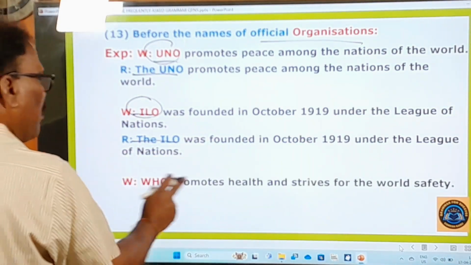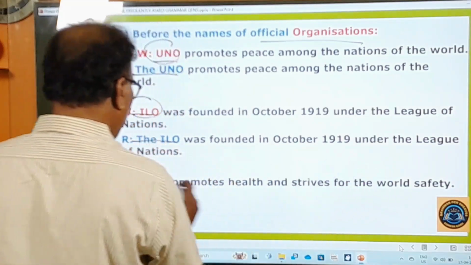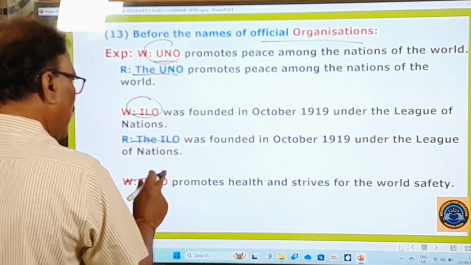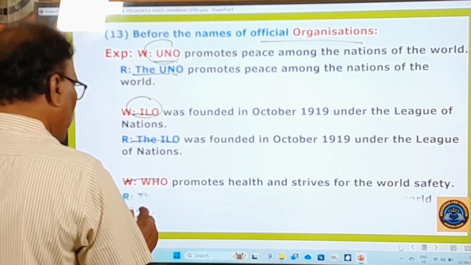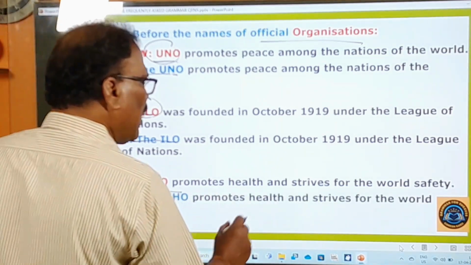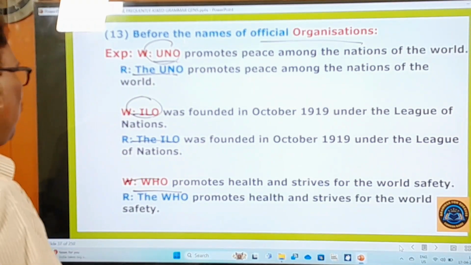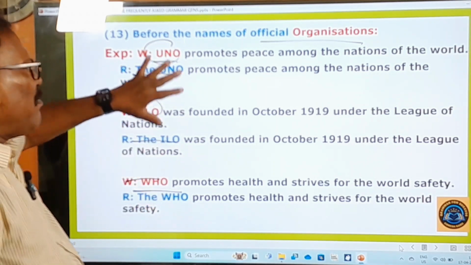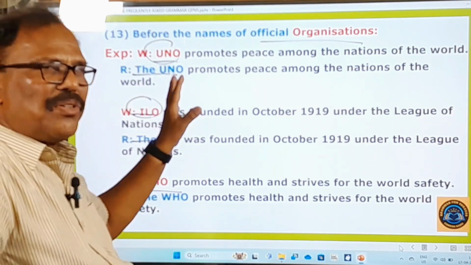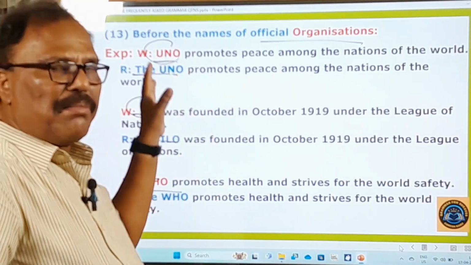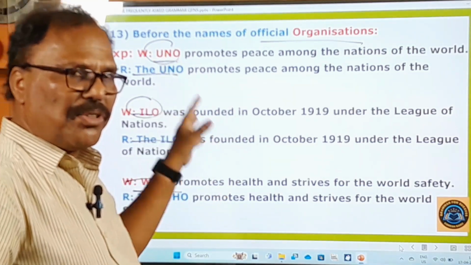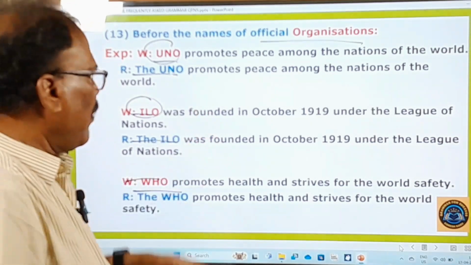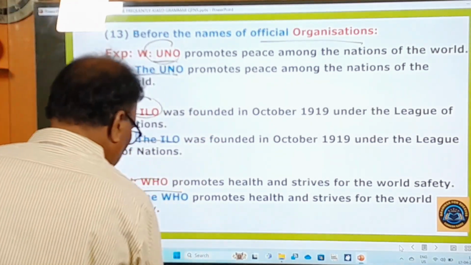And here, WHO promotes health and strives for the world safety. Okay, World Health Organization promotes. So you cannot simply say that. You have to say the WHO promotes health and strives for the world safety. So in this way, UNO, ILO, WHO, there are many international organizations; before the names of those organizations, we have to use the definite article, right? And now let's move on to learn other things.